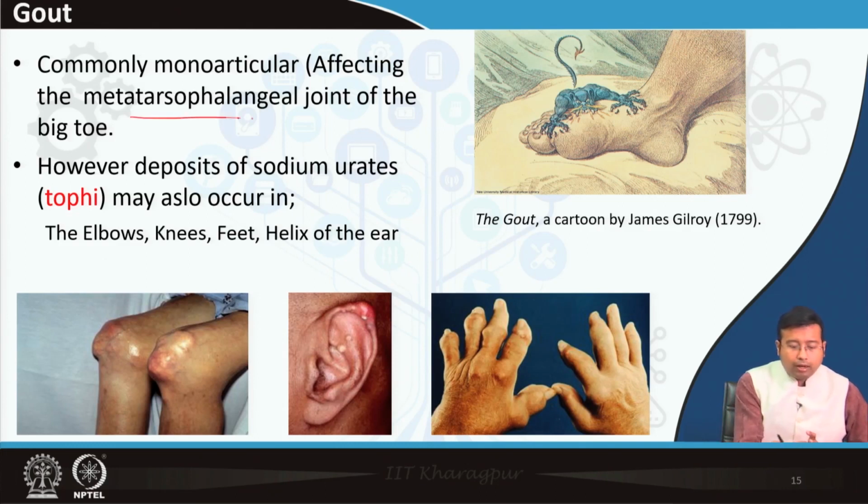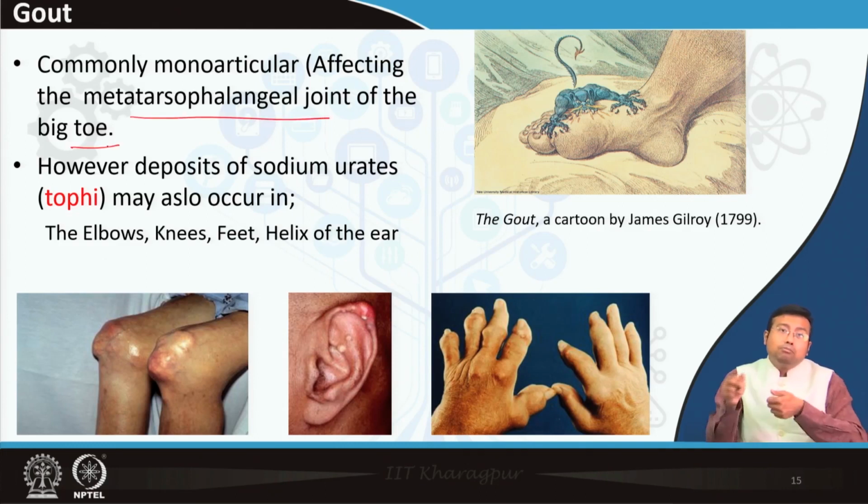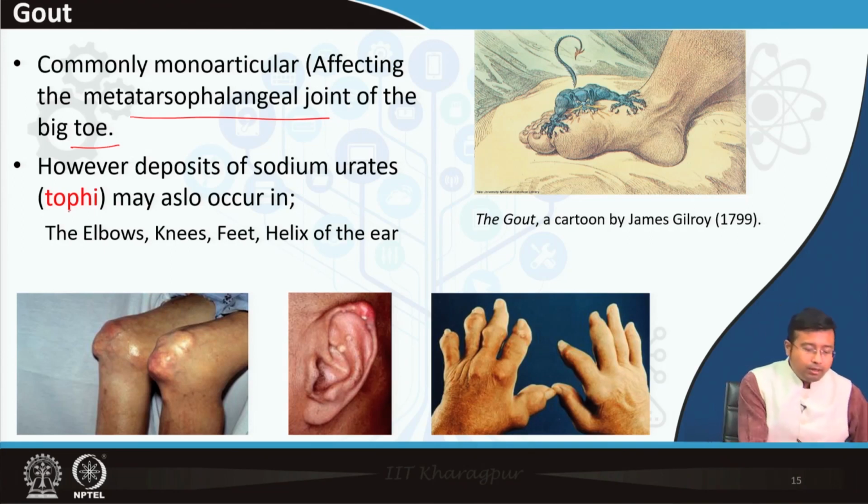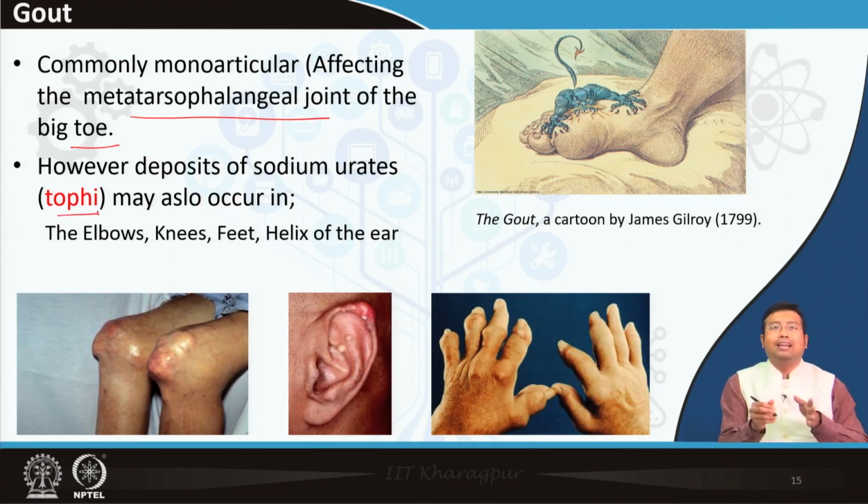The metatarsophalangeal joint of the great toe is generally the first affected joint. Isolated pain in the right or left great toe, with factors such as age, high purine diet, and chronic alcoholism, should raise a strong suspicion of gout. So, uric acid level should be checked. However, monosodium urate crystals, also known as tophi, can be deposited in the elbow, knee, feet, helix of the ear, as you can see in the photos, and in interphalangeal joints.